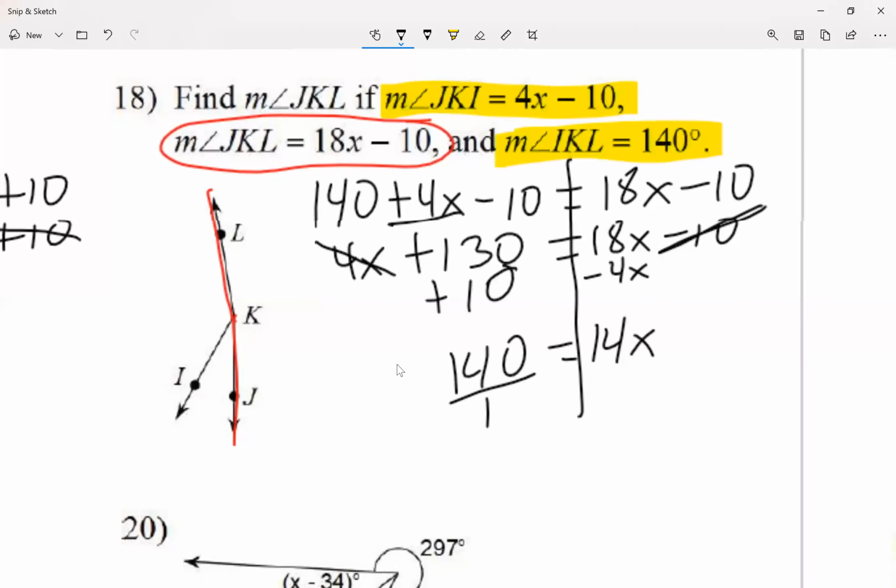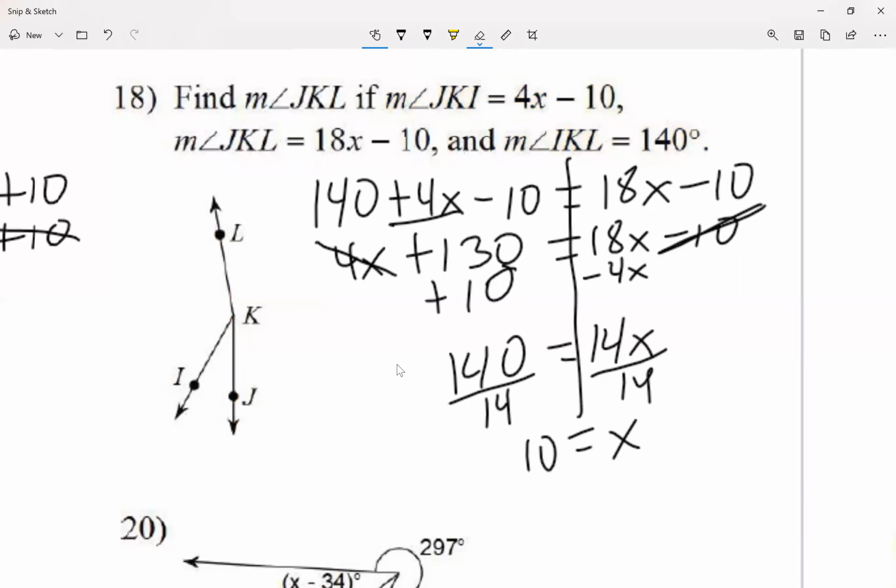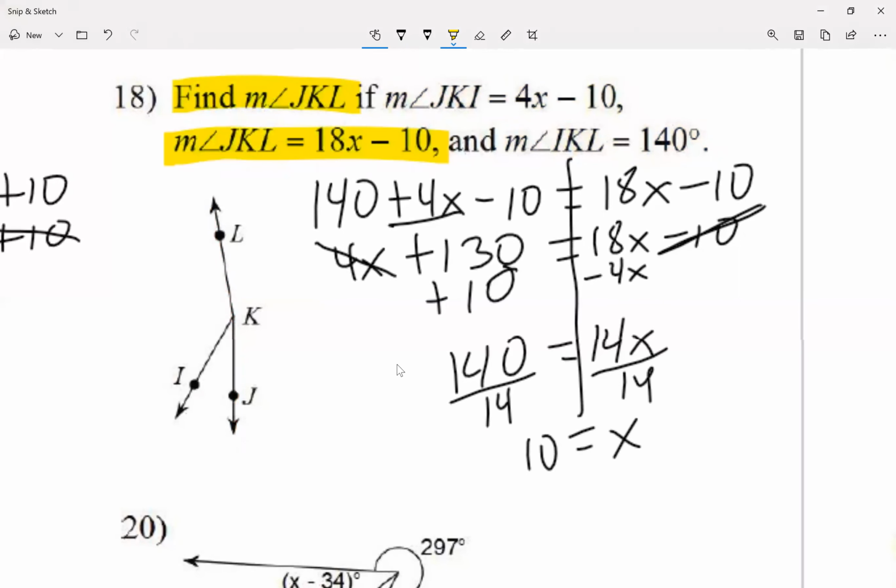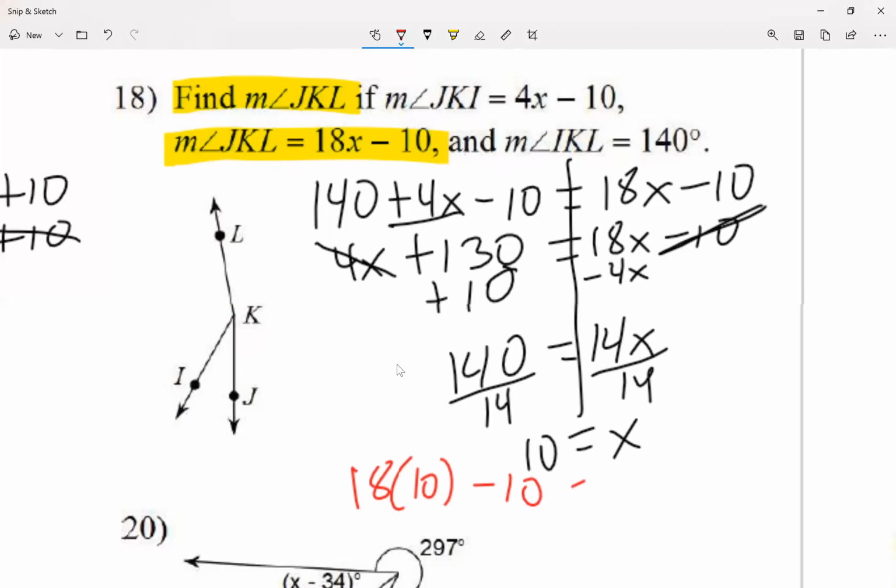To get the x by itself, let me divide both sides by 14. So I get that 10 is equal to x. I know the value of x. However, I gotta go back to my instructions here, and I'm asked to find the measurement of angle JKL. About JKL, I know it's 18x minus 10. I know the value of x now. So I'm gonna go 18 times 10 minus 10, which happens to be 170.